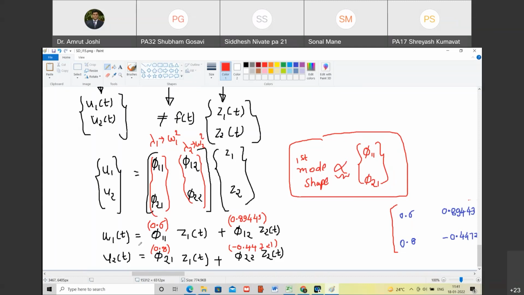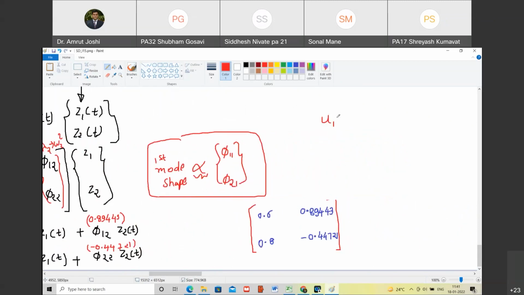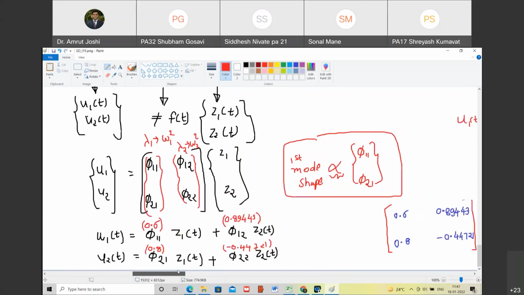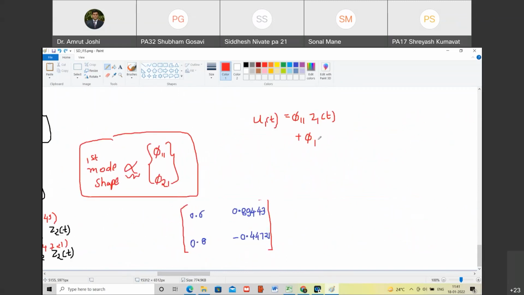Yes, sir. So now tell me, if it were an n degree of freedom system, how will you write u1 of t? What I am saying, I will also prove it to you. How will you write u1 of t? Tell me. It will be phi 11 into z1 of t plus phi 12 into z2 of t. Are you with me? Plus phi 13 into z3 of t.